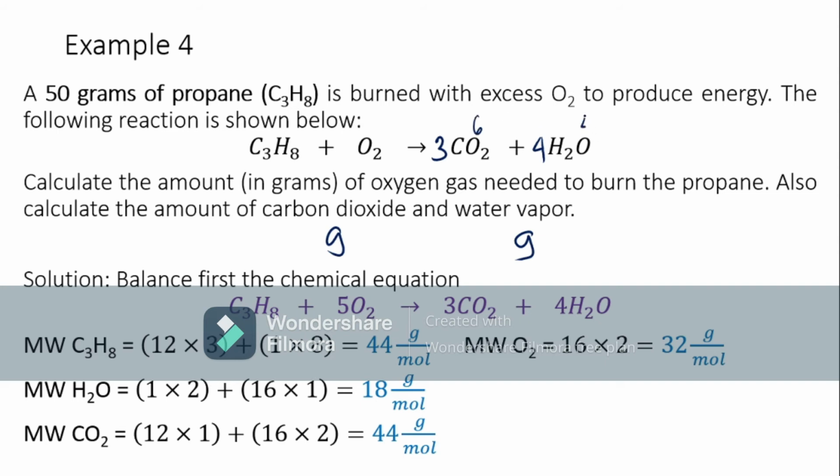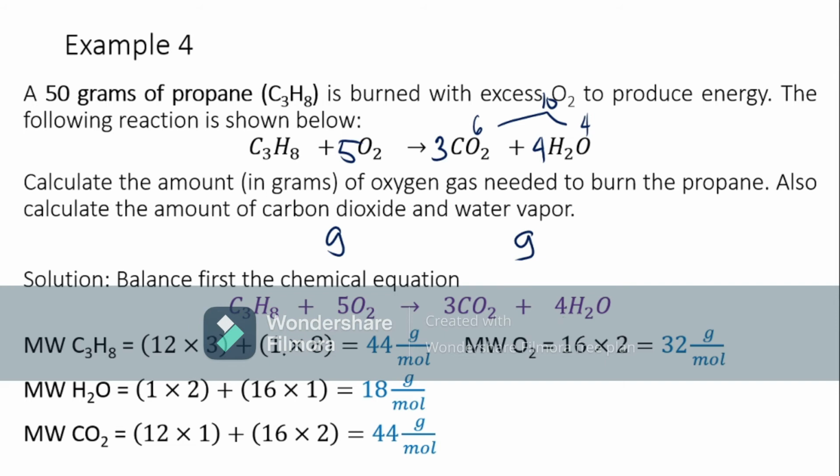4 times 1, we have 4. So add this 2, we have 10. 10 divided by 2, so we will have 5. So the balanced chemical equation is C3H8 plus 5O2 will give you 3CO2 and then 4H2O.